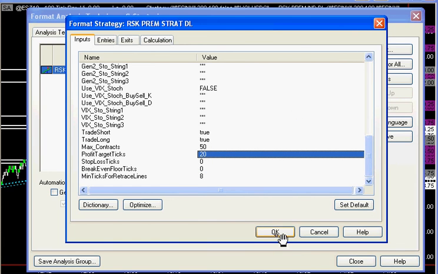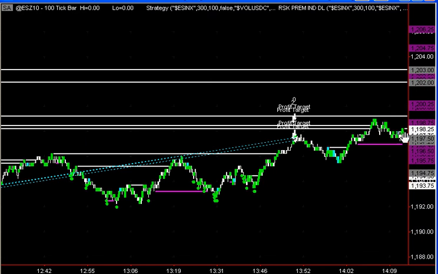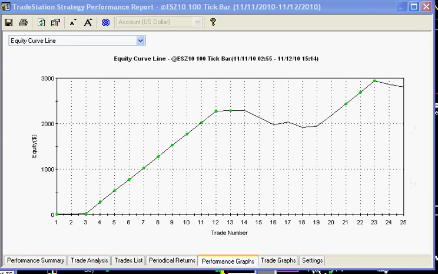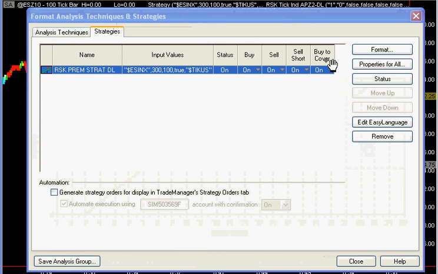All right, so there was the equity curve for that trend strategy. Okay, now let's take a look at another strategy. We're going to look at the divergence strategy.